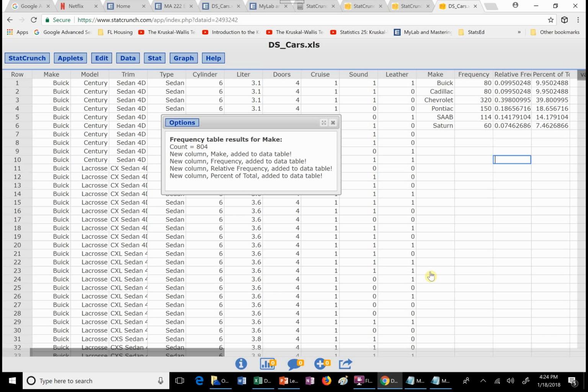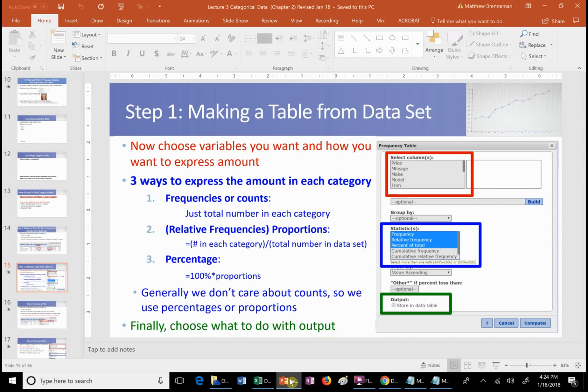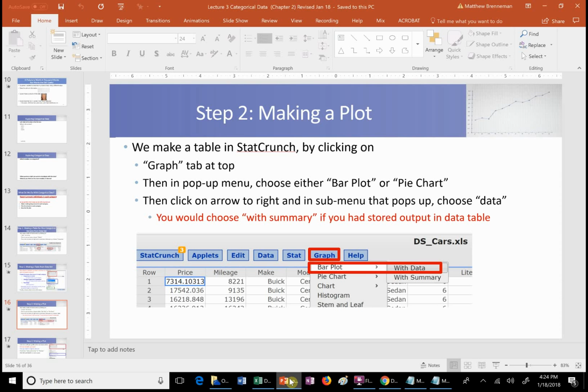Okay. So let's go ahead and make a plot now. So making a plot's pretty easy. We always go to the graph tab. We go to the main menu, hit graph. Again, you'll get this huge list. And we're going to make a bar plot. In other words, we're going to make a plot that kind of looks like this. So we're going to take, let me use this here.